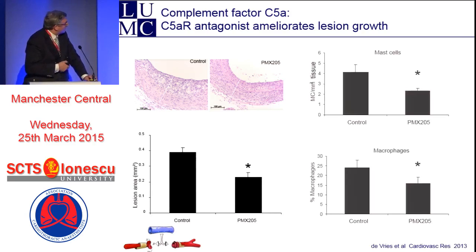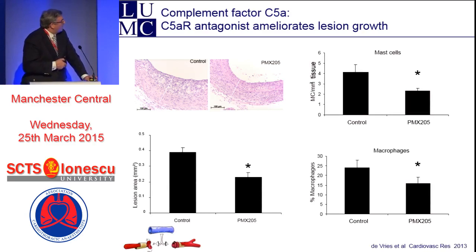Lesion size is reduced, and if we look at the number of cells in the lesions, then we could see that the number of macrophages infiltrating this lesion is profoundly reduced. But most interesting also, the number of mast cells is reduced by approximately 50%.